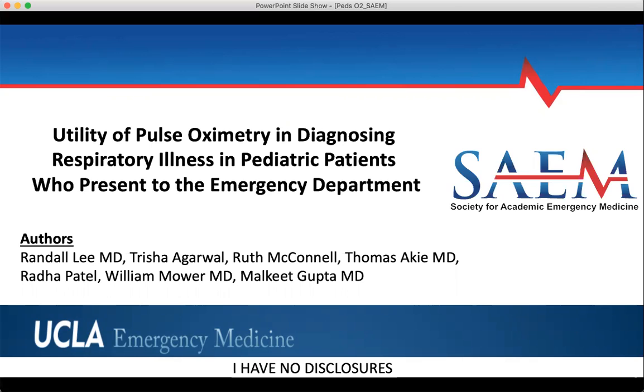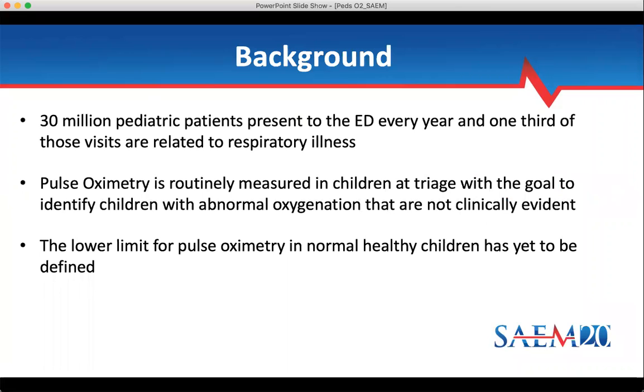So my research project that I'll present today is called The Utility of Pulse Oximetry in Diagnosing Respiratory Illness in Pediatric Patients who present to the emergency department. To give you a little background, there's 30 million pediatric patients who present to the emergency department every year, and about a third of those are related to respiratory illness.